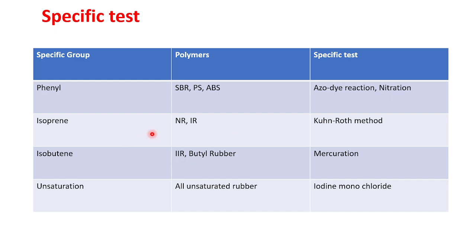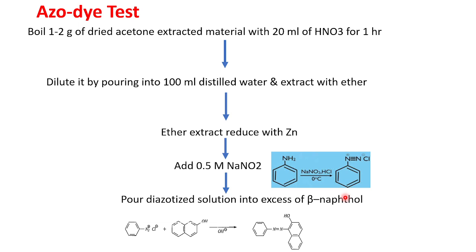For isoprene, that may be natural rubber or IR, you should go for the Kuhn-Roth method. You need to do the Kuhn-Roth method. In case of isobutene group, that is IIR or butyl rubber, you have to perform the mercuration test. And for other unsaturation, if there is a presence of unsaturation in your polymeric material, you should do the iodine monochloride test. Now what is the azo dye test?